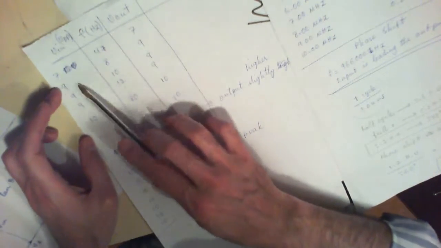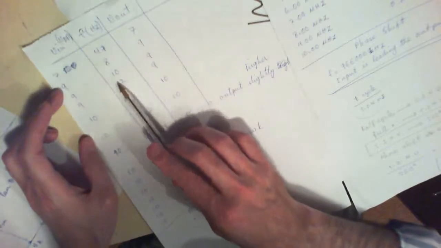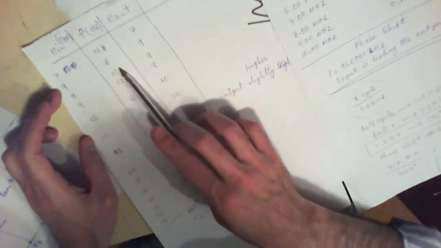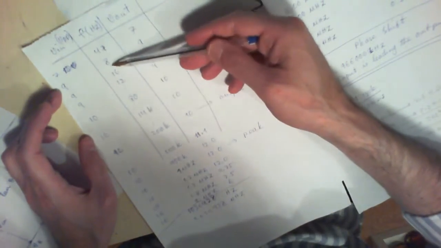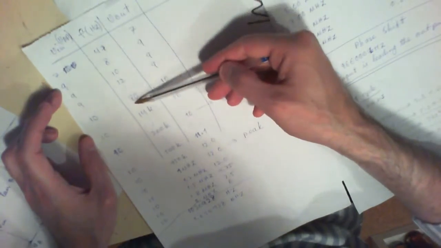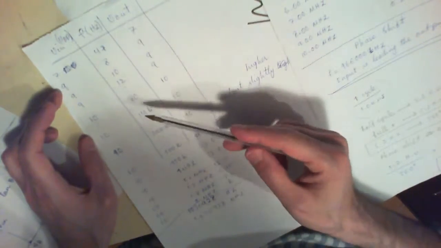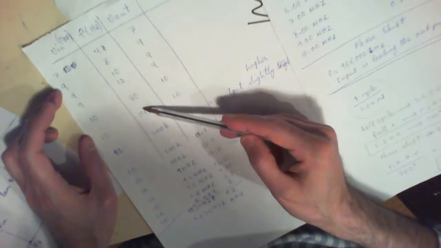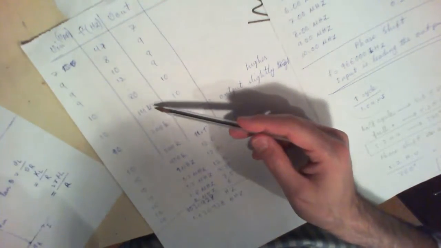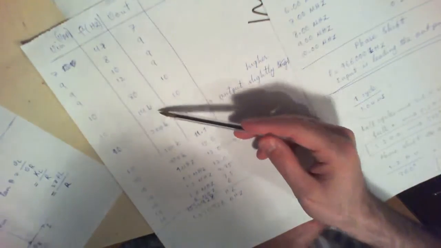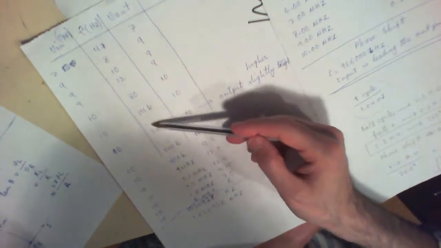volts input, 7 volts output, 9 volts input, 9 volts output. These are the frequencies: 4, 8, 10, 12, and these are in hertz. Then 9 volts, 10 volts, up to 80 hertz, and the same thing keeps happening all the way up to 14 kilohertz, and all the way up to 200 kilohertz.